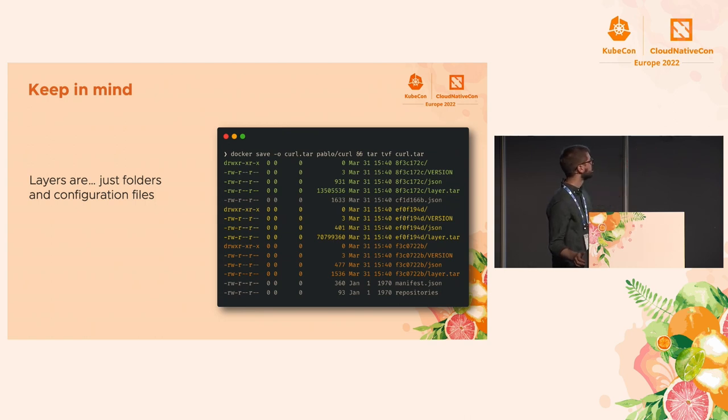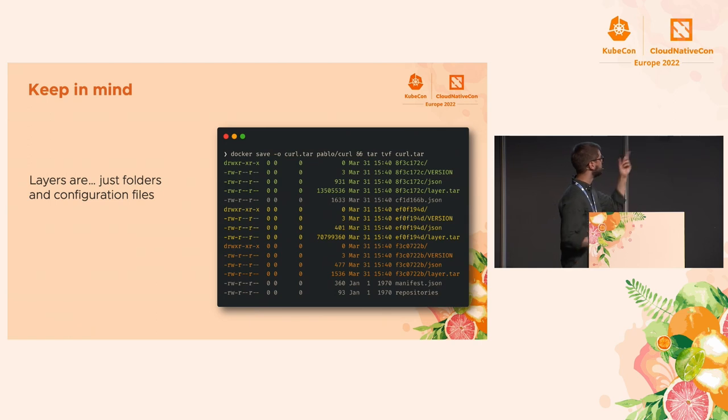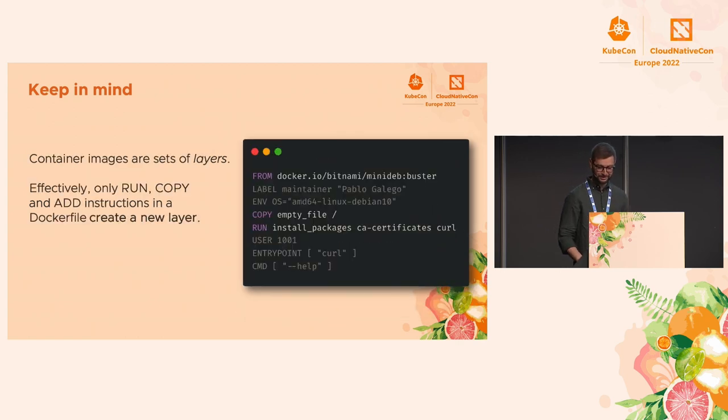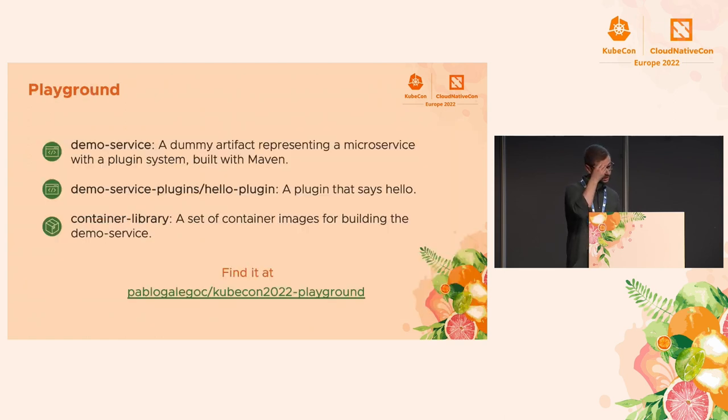I've highlighted in green, yellow, and orange the layers from this Dockerfile, and in one you find the minideb file structure. Minideb is just a stripped down version of Debian maintained by Bitnami. On the other, the empty file. And on the last one, the curl binary with the CA certificates unpacked. So I've set up a playground for this talk that are two Java projects simulating a plugin system and a container library that, in this case, just holds the image for building the demo service.